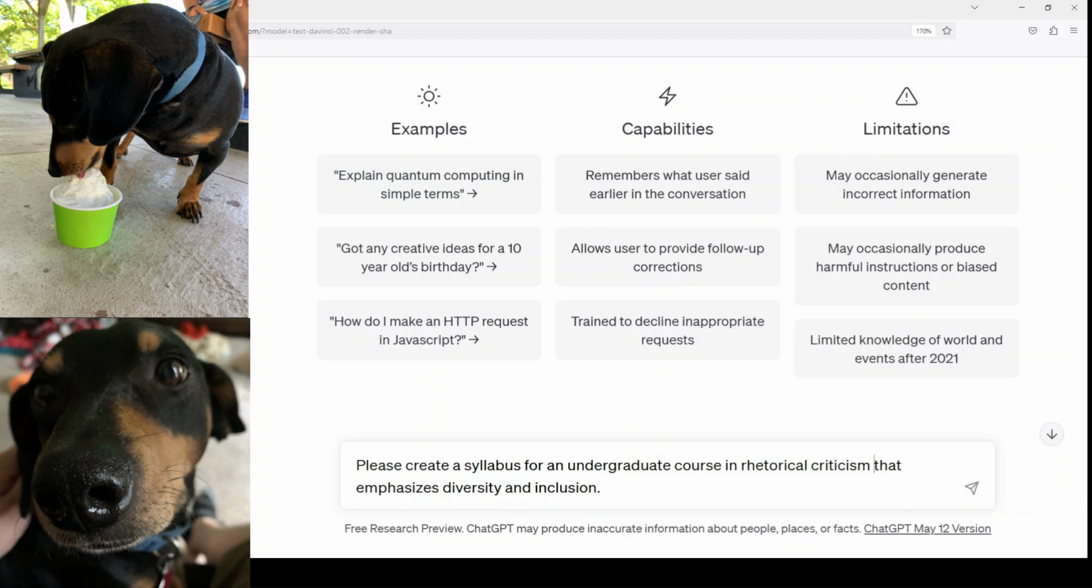ChatGPT is obviously a really powerful tool, but let's see how well it does at creating a syllabus for an undergraduate course in rhetorical criticism that emphasizes diversity and inclusion.